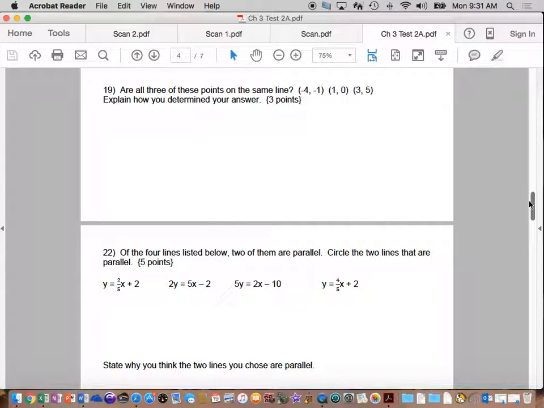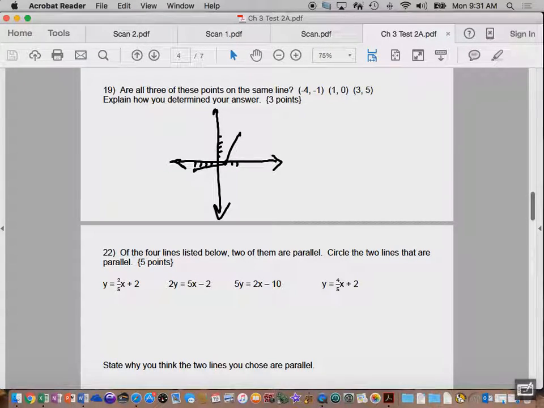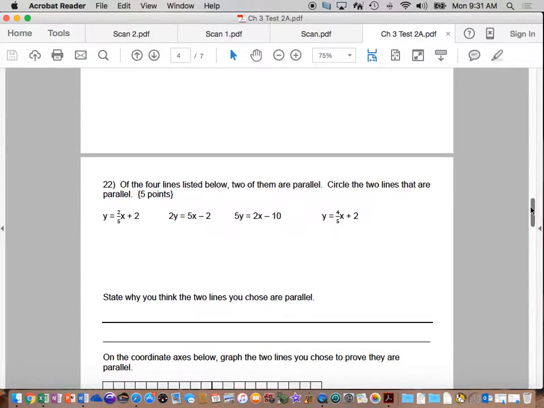Are all of these 3 points on the same line? It's pretty easy. We could just graph them. Negative 4, negative 1, right there. 1, 0, right there. Yeah, I don't think so. They're not on the same line. There's a crooked bend in it, okay? I don't remember that one from the test. Maybe I changed the question.